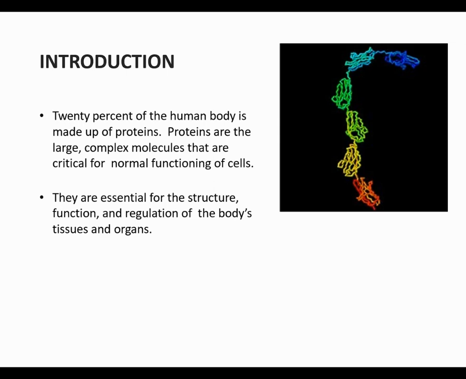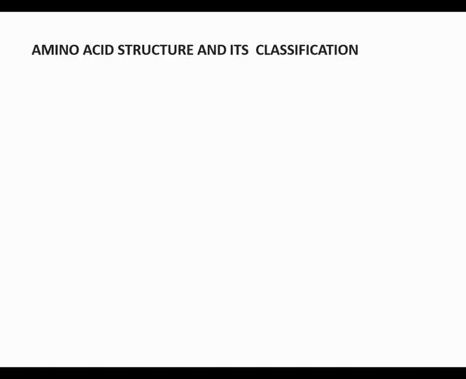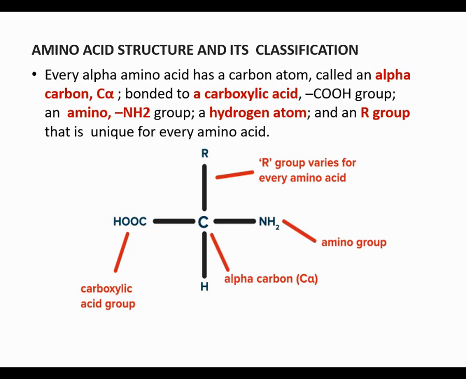Now, let's discuss the amino acid structure and its classification. Every alpha amino acid has a carbon atom, which is the central atom. Okay, this is the alpha carbon. Now, it's usually bonded with the carboxylic acid, which is the COOH here. Then you have also the amino group or NH2. Then you have also the R group, which is very unique for each amino acid. And then you have the hydrogen on one end.